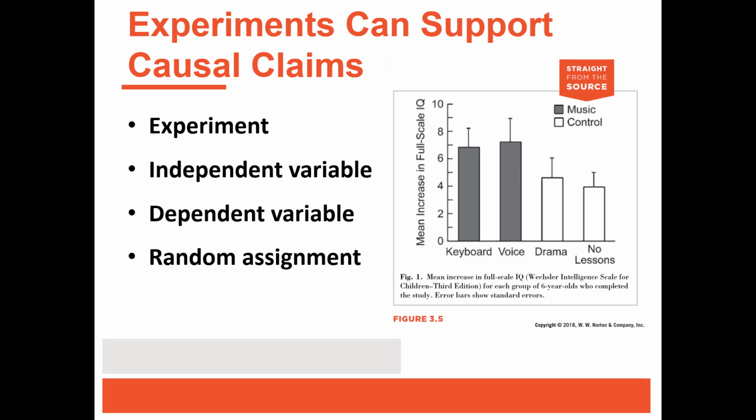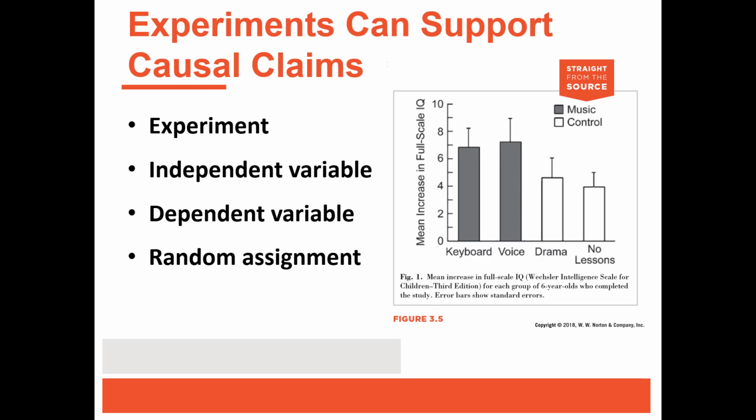In order to support a causal claim, a researcher needs to conduct an experiment in which one variable is manipulated and the other is measured. In an experiment, an independent variable is the manipulated variable, or cause. In the example in the graph on the right, the type of lessons are the independent variable, and they have 4 levels: keyboard, voice, drama, and no lessons. The dependent variable is the measured variable, or effect, here IQ.